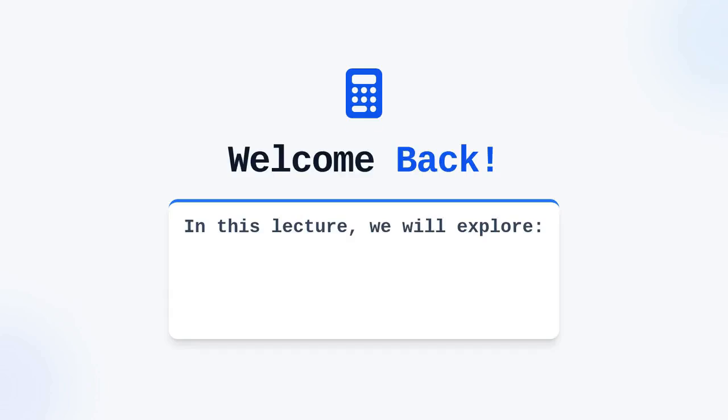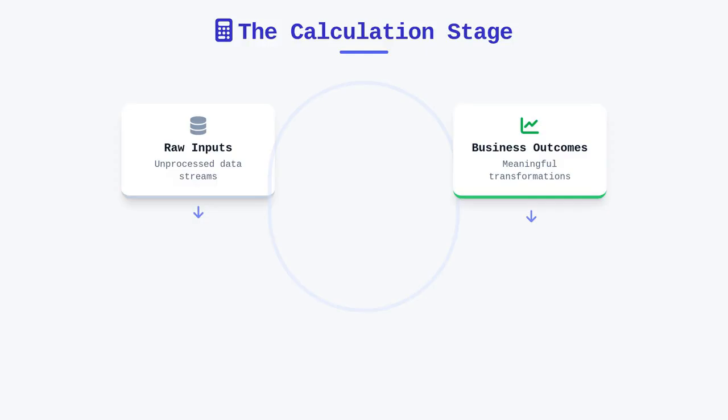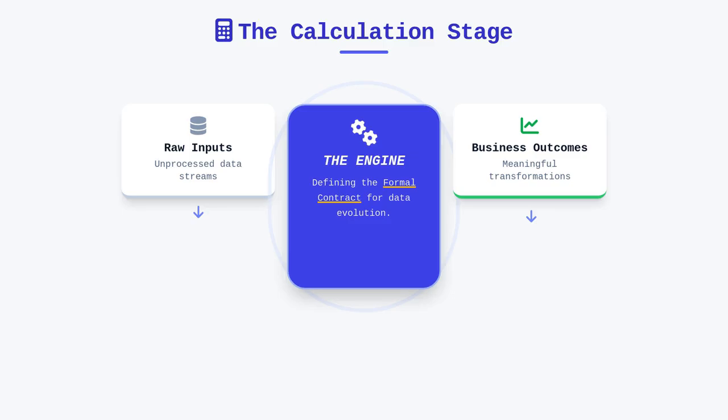Welcome back. In this lecture, we will explore the mechanics of the calculation stage and the nuances of building robust expressions within Blue Prism. The calculation stage serves as the primary engine for data manipulation within your process flow, allowing you to transform raw inputs into meaningful business outcomes. When you drag a calculation stage onto the canvas, you are not merely assigning a value, you are defining a formal contract for how data evolves as it passes through your process.